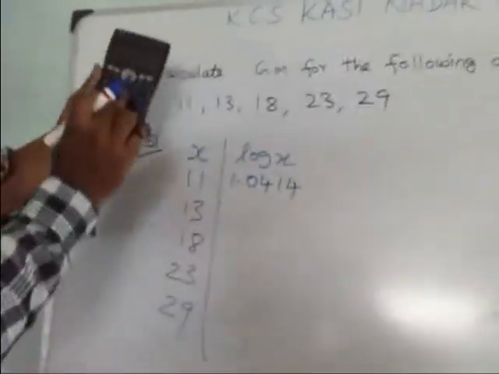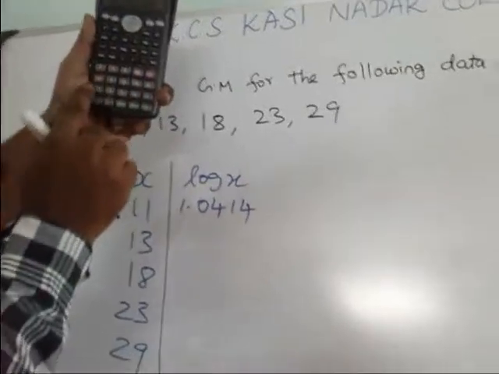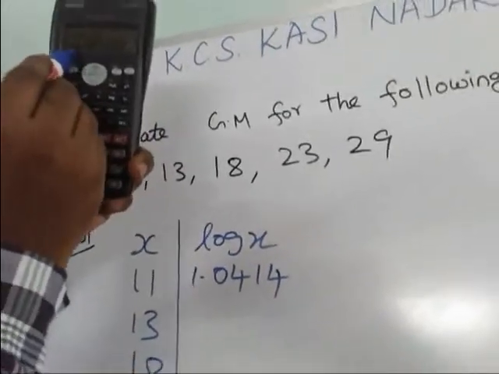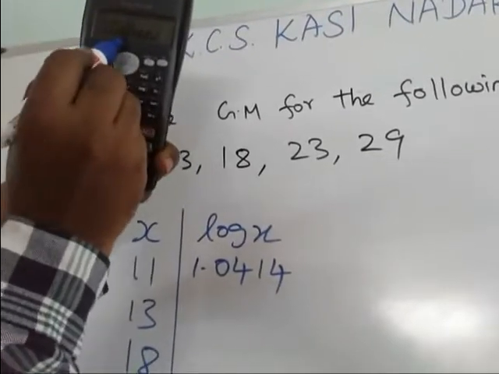Likewise, find the log of 13. Next is 13. Log 13 is equal to 1.1139. The fifth value is below 5.